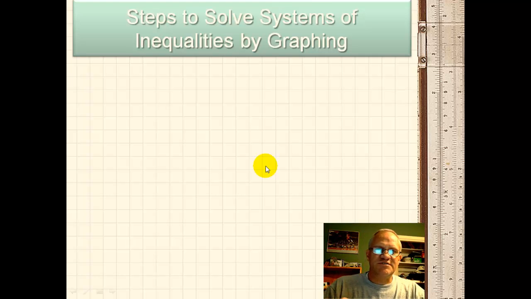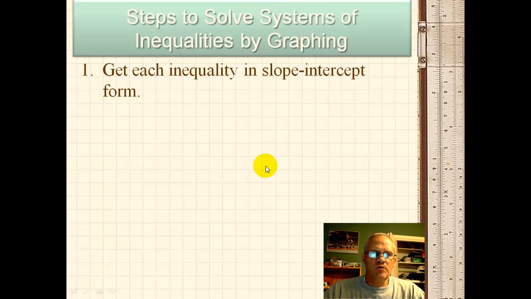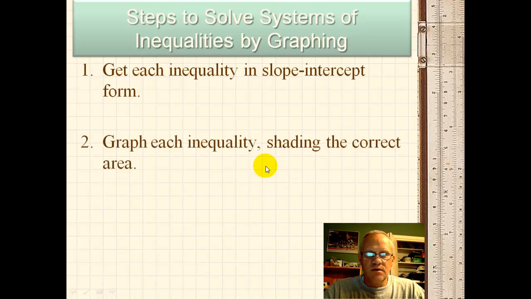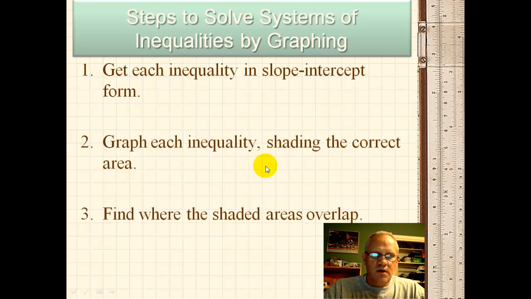All right, so here are our steps to solve systems of inequalities. Number one, we want to get the inequality in slope-intercept form. When in doubt, get something in slope-intercept form, right? Number two, we're going to graph it and we're going to shade the correct area. Okay, so that's just one of the inequalities, and we're going to do that just like we would have done before. And then we're going to do the other one. We're going to do both of them, and then we're going to see where the two shaded parts overlap. Okay, so that's the only thing different: we're going to do two on the same coordinate plane and just see where the shaded parts overlap.